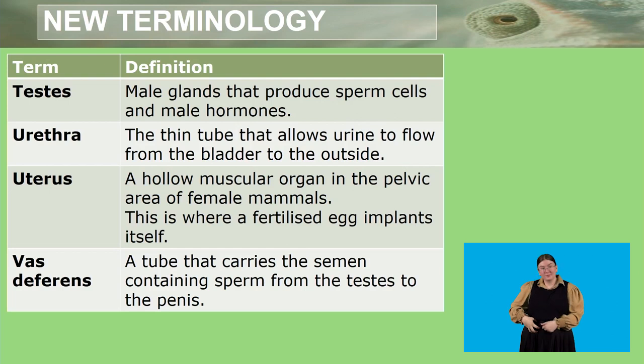We are also going to look at a uterus. This is a hollow muscular organ in the pelvic area of female mammals. And this is where a fertilized egg implants itself. And lastly, we are going to look at the vas deferens, which is a tube that carries the semen containing sperm from the testes to the penis.